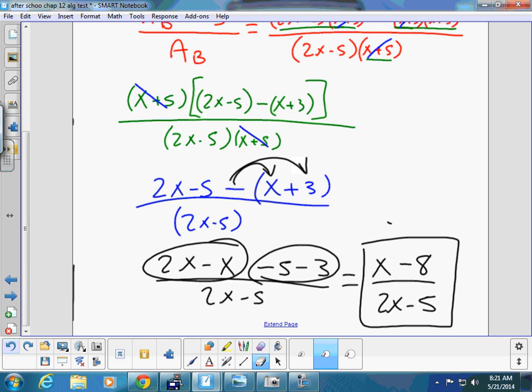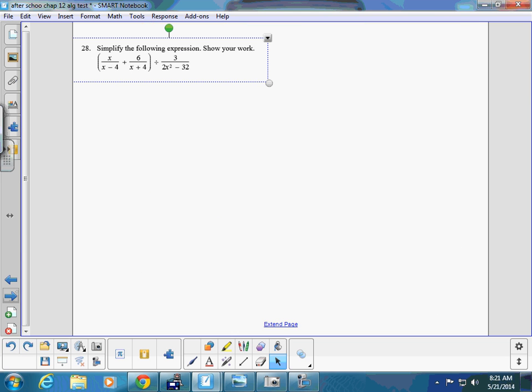So the probability of the unshaded region is this here. That's your final answer. Okay, moving on to number 28. Simplify the expression, show your work. And again, the test will be about 17 questions, not 28, so I'm trying to give you a variety here.